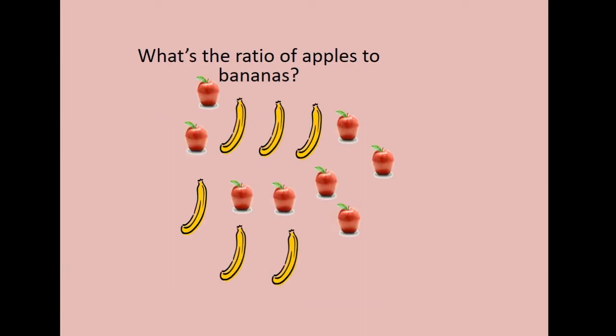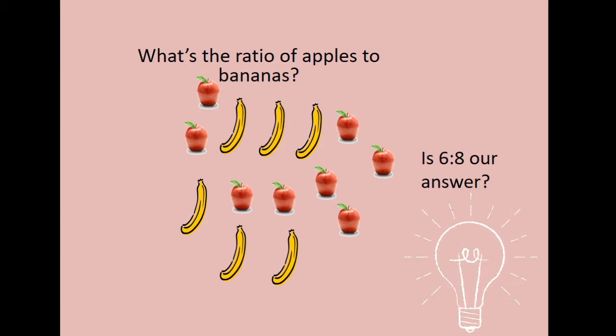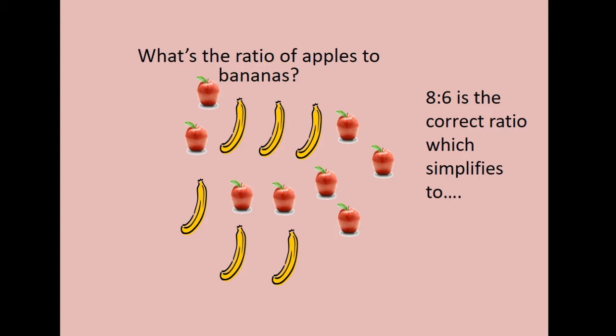If we take a look at this example, discuss out loud if the ratio of apples to bananas is 6 to 8. Hopefully you can see that this answer is wrong. We need to put the number of apples first and then the number of bananas. So the correct answer is going to be 8 to 6 because there are 8 apples to every 6 bananas. This simplifies to 4 to 3 because both 8 and 6 are divisible by 2.